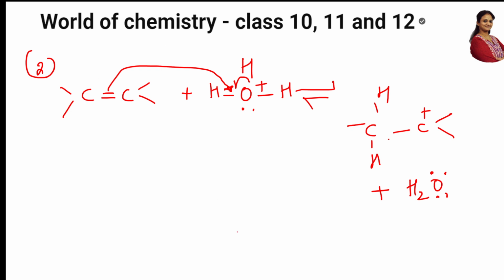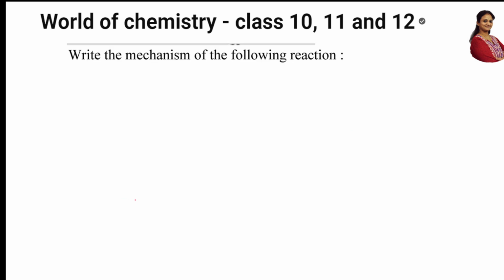Next question. Write the mechanism of the following reaction. So what is the following reaction? First of all, let me give you that. Normally in alcohols and phenols, dehydration is what you learn. There is one more reaction which is not given, but you should understand that reaction. I'll tell you because this is very important and typical.